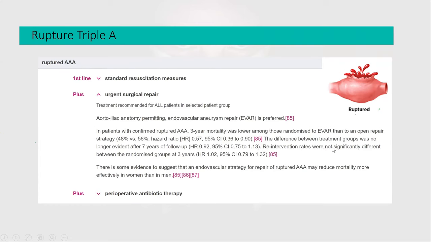The difference between treatment groups was no longer evident after 7 years of follow-up. So in the long term, nothing is better. Reintervention rates were not significantly different between EVAR and open. There is some evidence suggesting that EVAR may reduce mortality more effectively in women than men, but not needed. You will use broad spectrum antibiotics preoperatively. So EVAR if the patient is unfit, has good anatomy, or is elderly with systemic comorbidities.